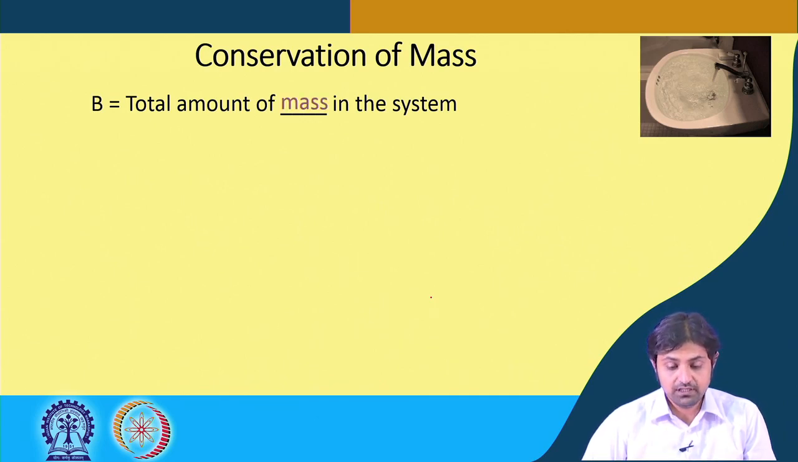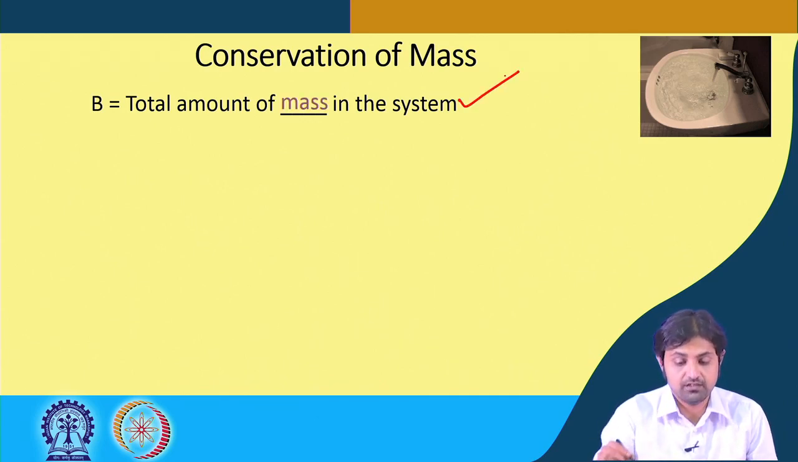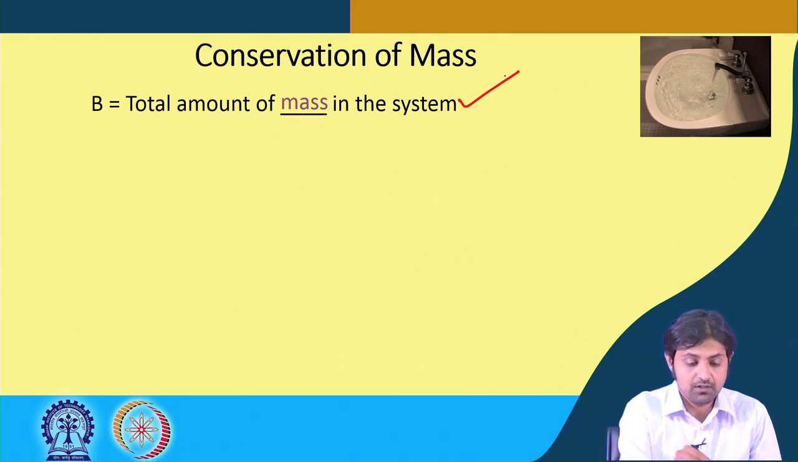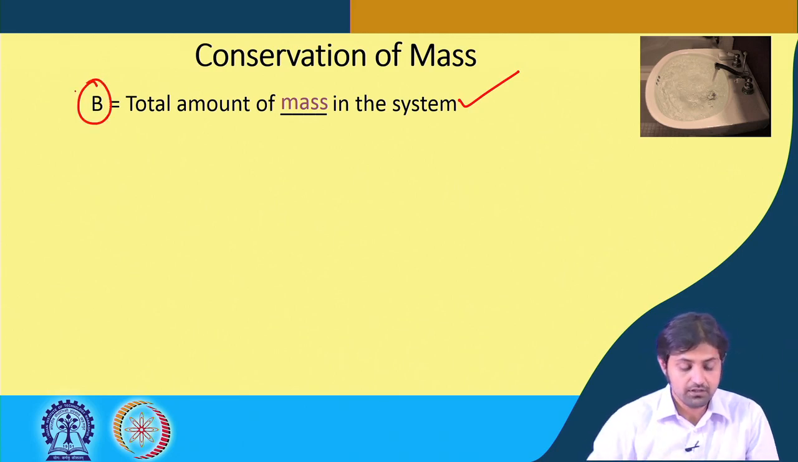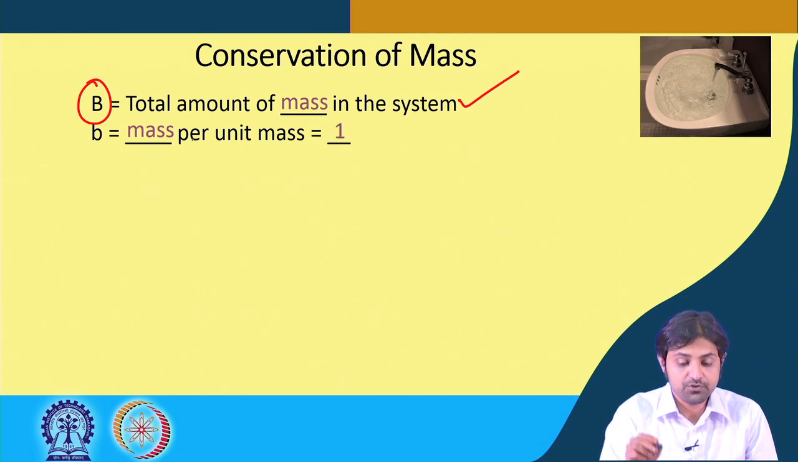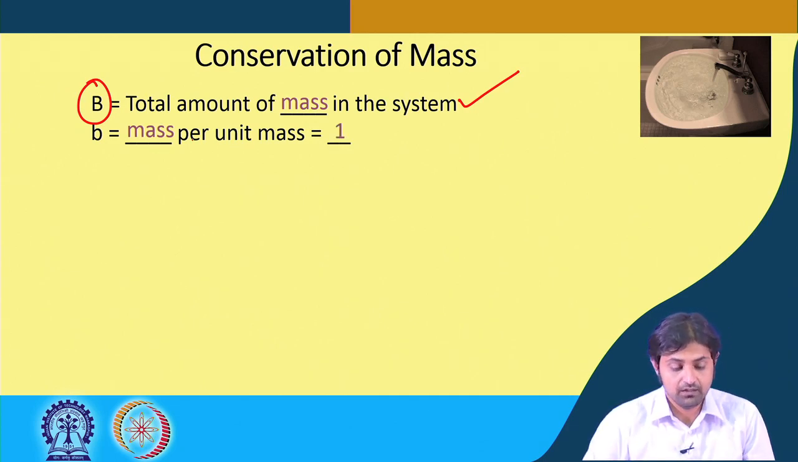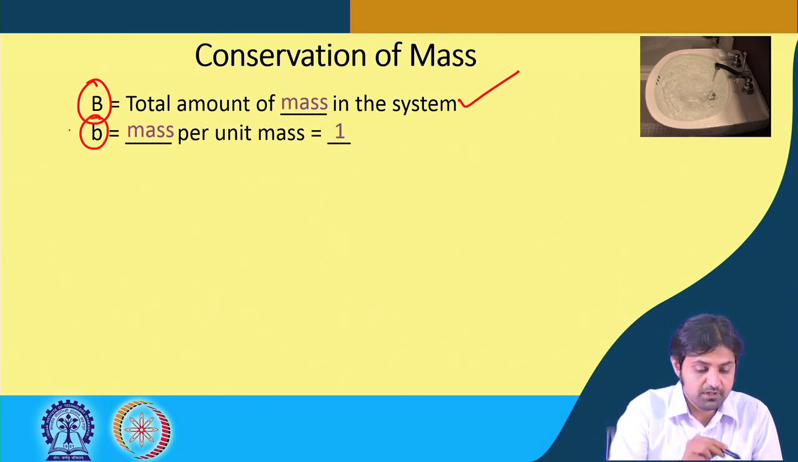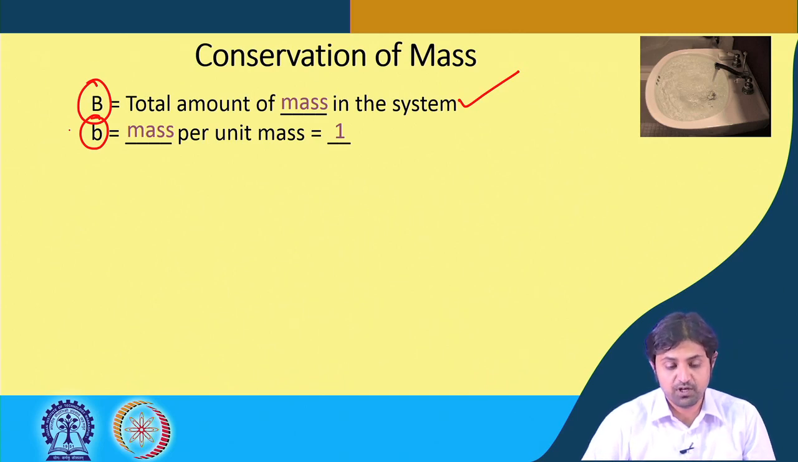So capital B is the total amount of mass in the system. When we do the conservation of mass, B, which we saw in Reynolds transport theorem, is the total amount of mass in the system, and small b will be mass per unit mass, which is equal to 1. So we have determined capital B and small b for the conservation of mass. So capital B is m and small b is 1.